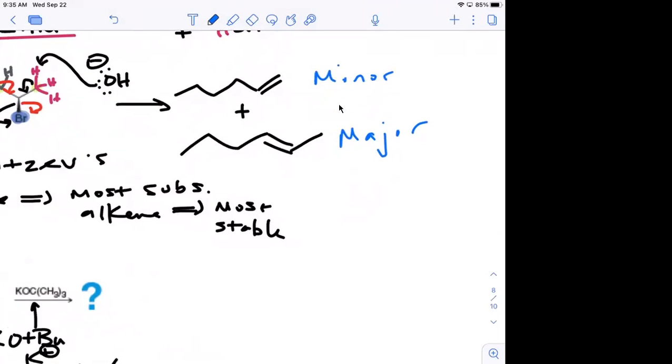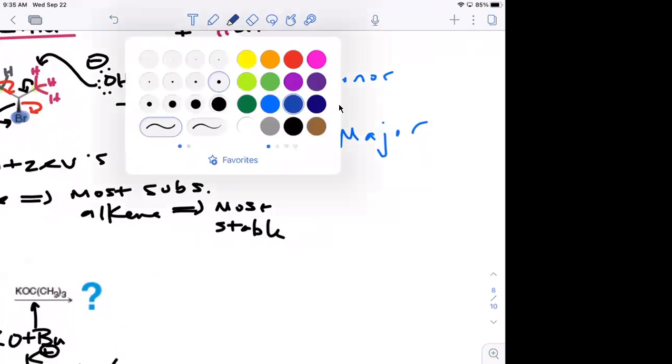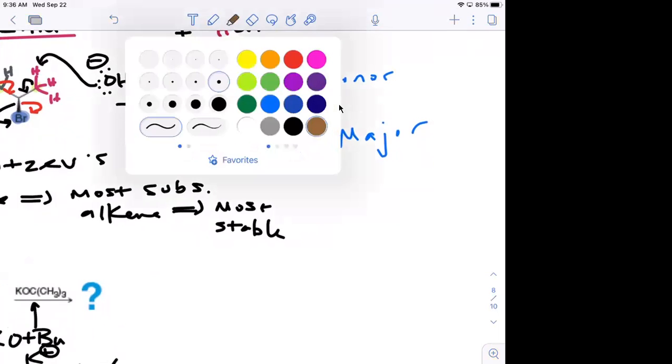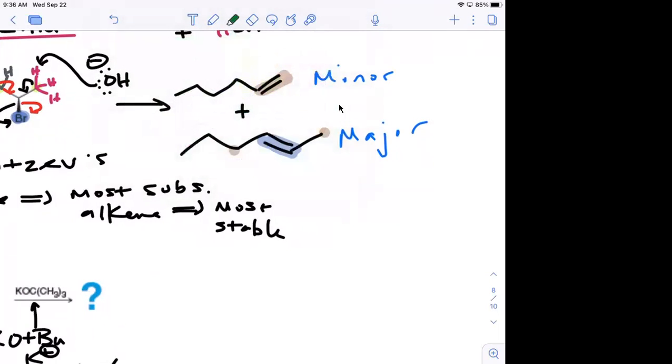You can see that the double bond is here, and what's attached to it are these two carbons right here, so it's disubstituted. Up top, the double bond is here, and it only has one carbon bonded to it. Everything else is hydrogen, so it's monosubstituted.